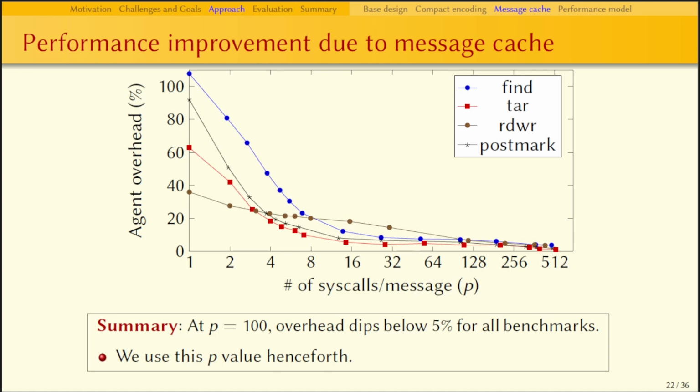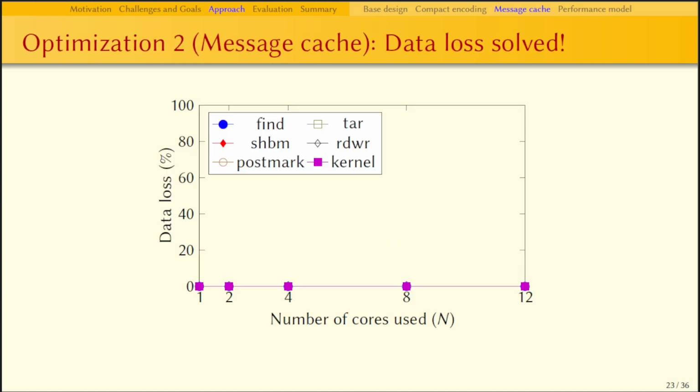By using these message caches, we're able to experience a dramatic effect on overhead, reducing it from up to 100% down to the single digits. For example, if we set p to 100, we're able to get overhead to dip below 5% for all benchmarks. And for our experimentation, we use this p-value. As a result of using a high enough p-value, we can actually solve our data loss problem.